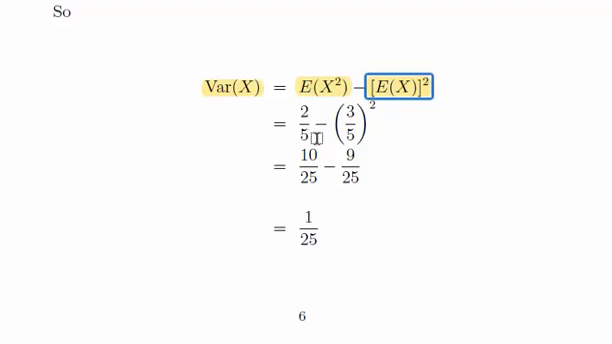So we've just evaluated the expected value of x squared, which is 2 over 5. Previously, we evaluated the expected value of x, which is 3 over 5. What we're going to do is square that. Essentially, this is a little bit of number crunching here. 10 over 25 minus 9 over 25. That gives us a variance of 1 over 25. Just as a remark, I didn't actually state it here, but the standard deviation of x is the square root of that, which works out to be 1 over 5. Not that I'm checking. So that is that part.